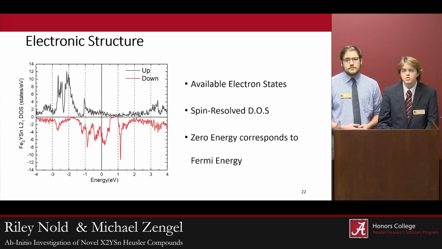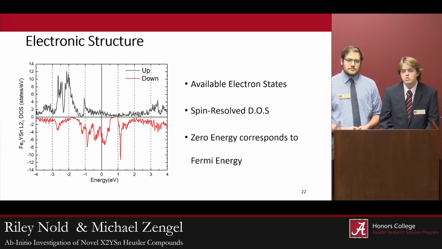Now, moving from magnetic properties to electronic properties, we begin with a discussion of the density of state calculations. Density of state calculations return the number of available electron sites that exist at a specific energy within the material. More specifically, these density of state calculations are spin resolved, which means that there's a clear distinction between spin up electrons and spin down electron states, as you can see in the graph here.